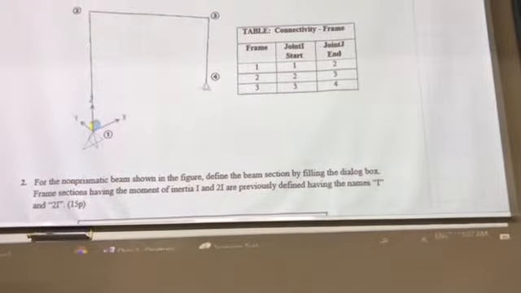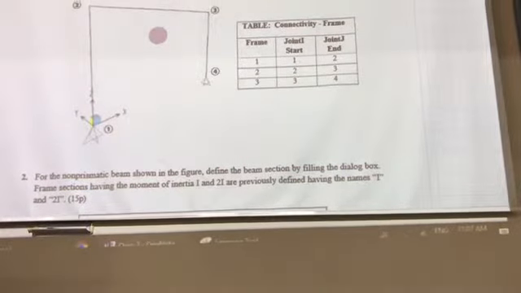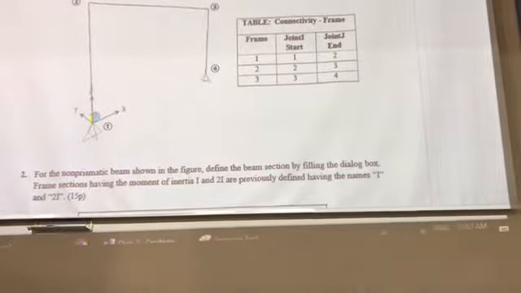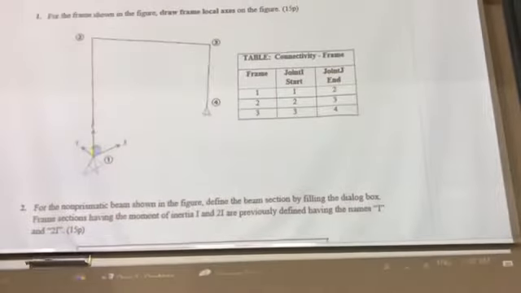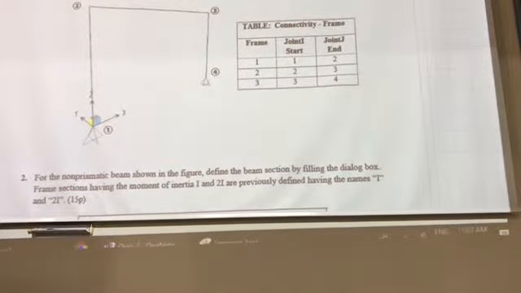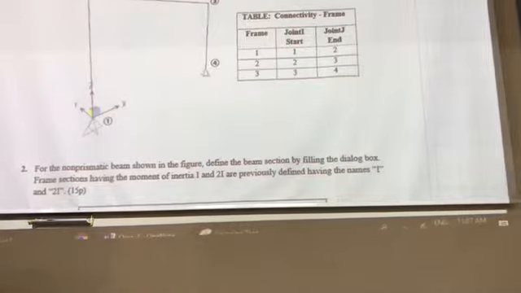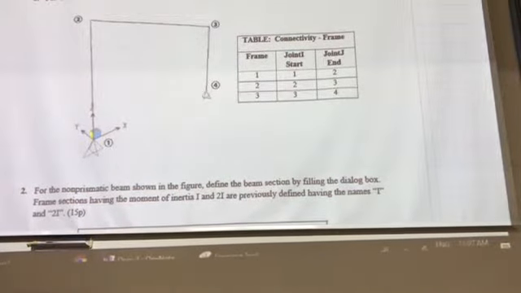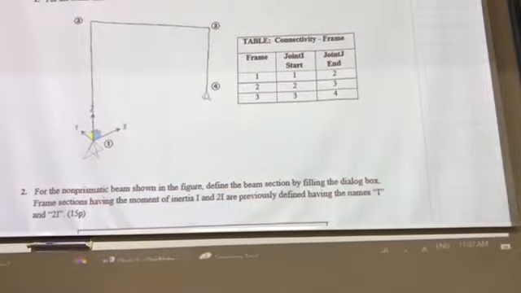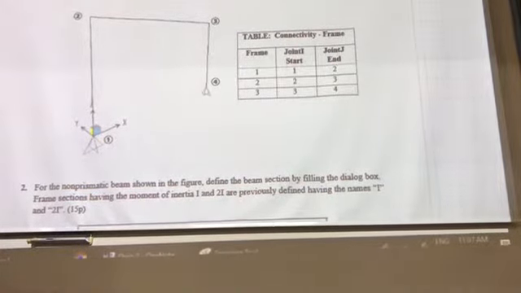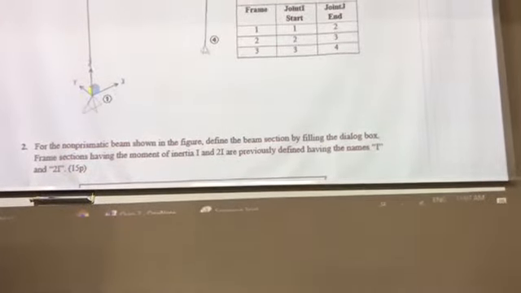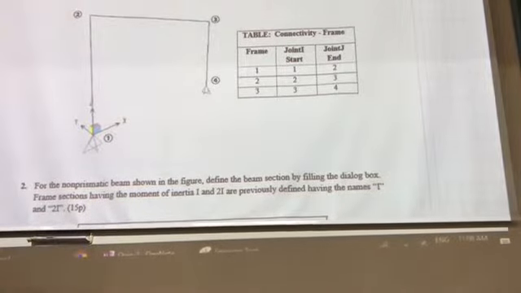Now for horizontal members, what was the rule? Axis 2 is in which direction? Axis 2 is parallel to the Z direction. What about axis 1? Axis 1 is always the longitudinal axis. It lies along the longitudinal axis of each member. It starts from the start end and goes to the end.